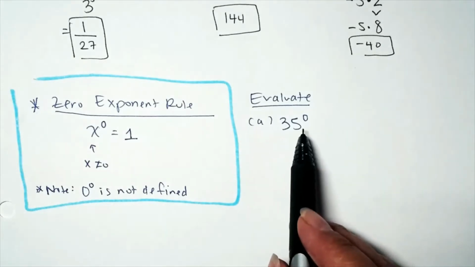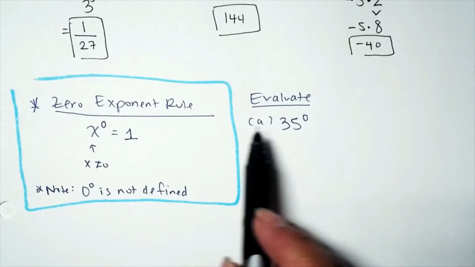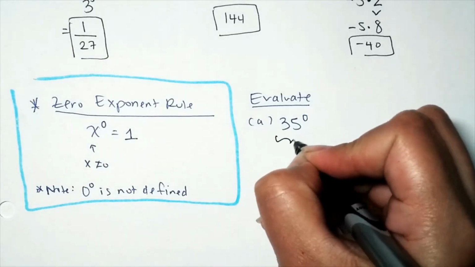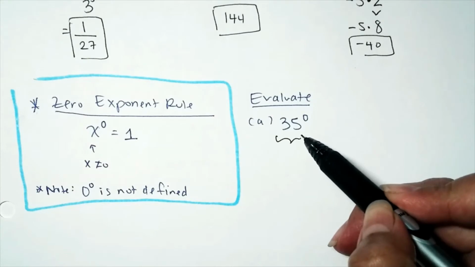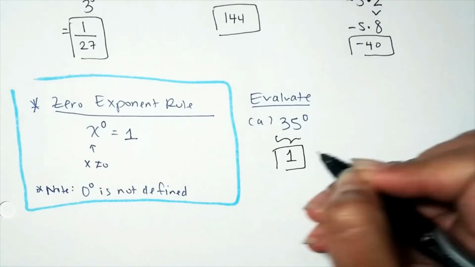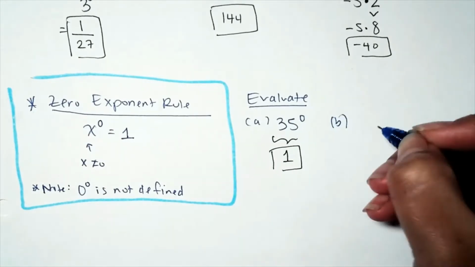So we have an exponent that's 0. How are we going to handle it? Zero exponent rule. For any factor that's not 0, when you raise it to the 0 power, it always simplifies to 1. Problem B, which will be the end of this round.